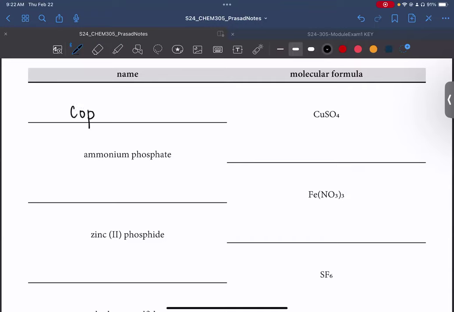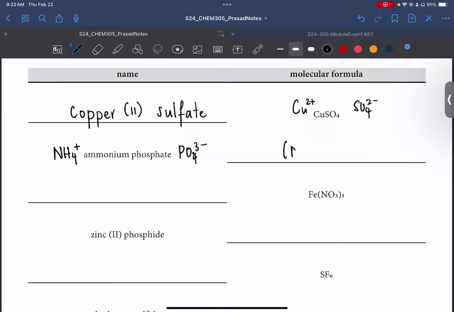The answer for this is copper 2 sulfate. We know that SO4 is 2 minus. If there's only one of it, the copper must also be 2 plus. And of course, recognize that this is sulfate, not sulfite. Ammonium phosphate, we know that ammonium is NH4 plus and phosphate is PO4 3 minus. Crisscross method gives us (NH4)3PO4.